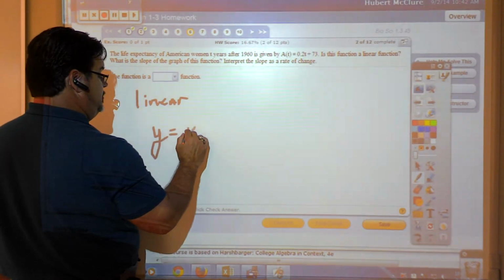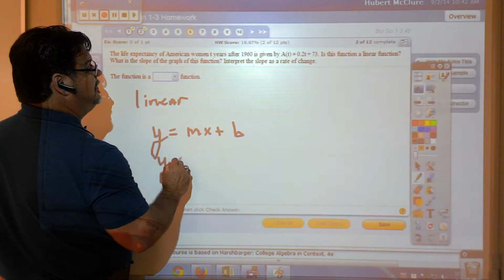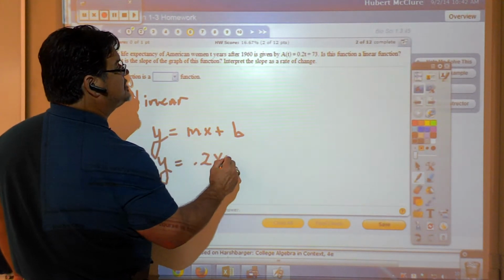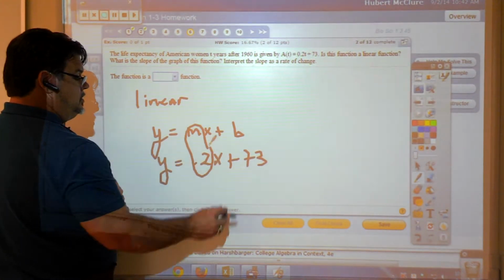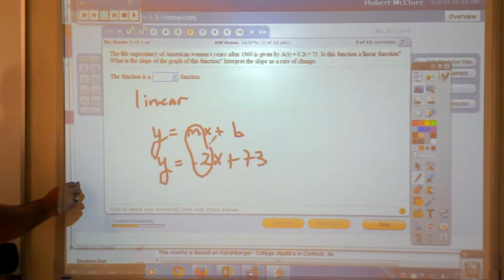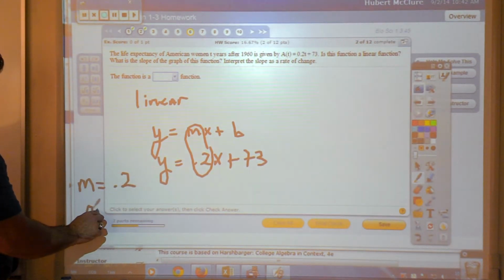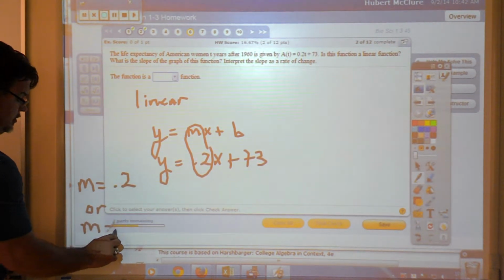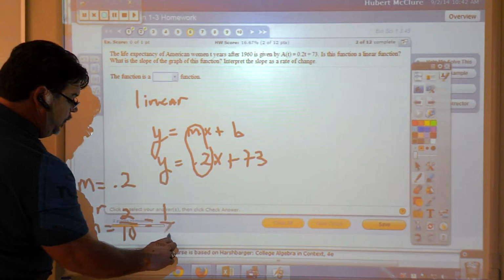y is equal to mx plus b. y is equal to 0.2x plus 73. And there is your slope. 2/10. m is equal to 2/10, or m is equal to 2 over 10, which is what? 1/5.